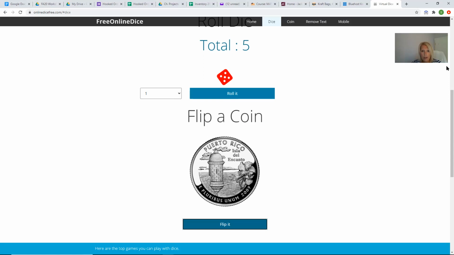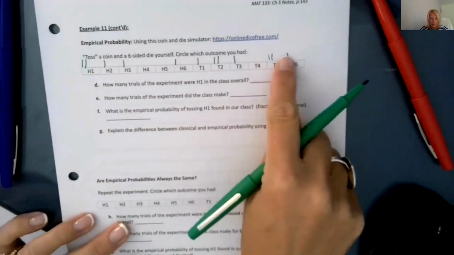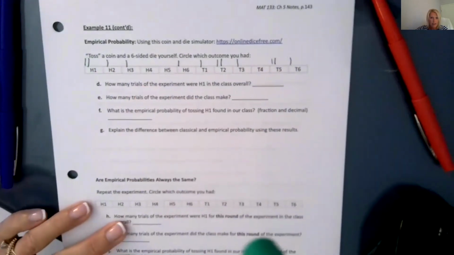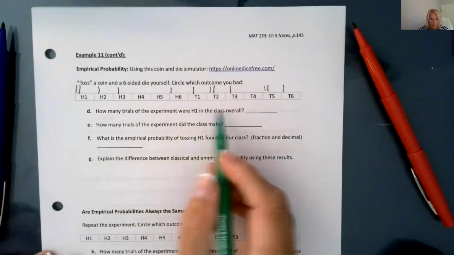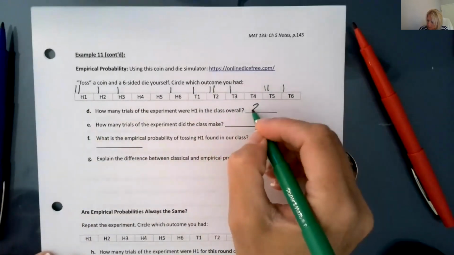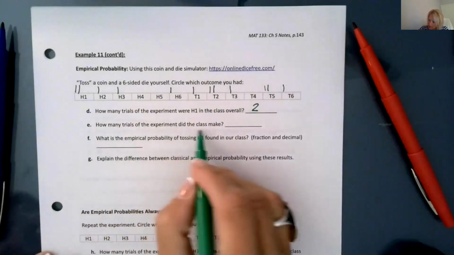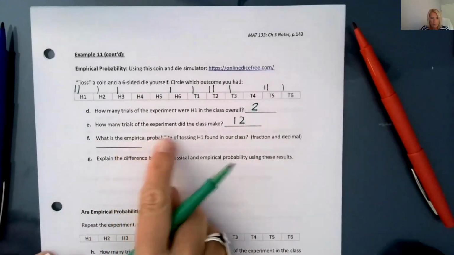So let's just go back, so you can see where I tallied these here. And you can see I tallied them here. It says how many trials of the experiment were H1 in the class overall. So of the 12 that we rolled, 2 were H1. How many trials of the experiment did the class make? 12. So what is the empirical probability?